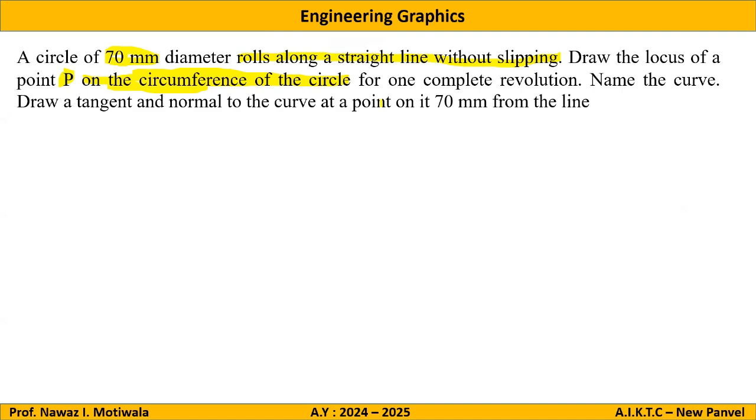So this particular sentence which I just highlighted, we have to draw the locus of point P on the circumference of the circle when it is rolling. That means we have to draw the cycloid. So here it is written, name the curve. So after drawing, you have to just name the curve as cycloid. So moving on to the construction part.